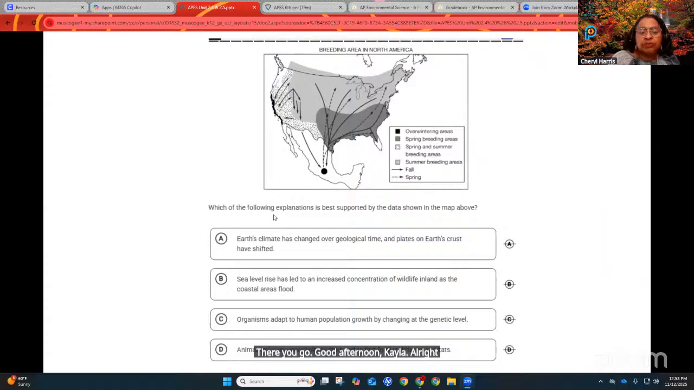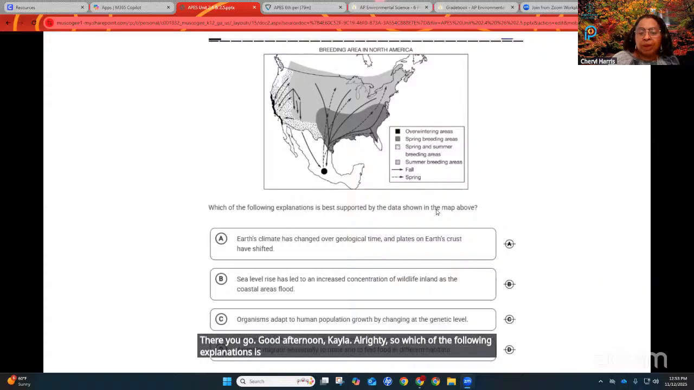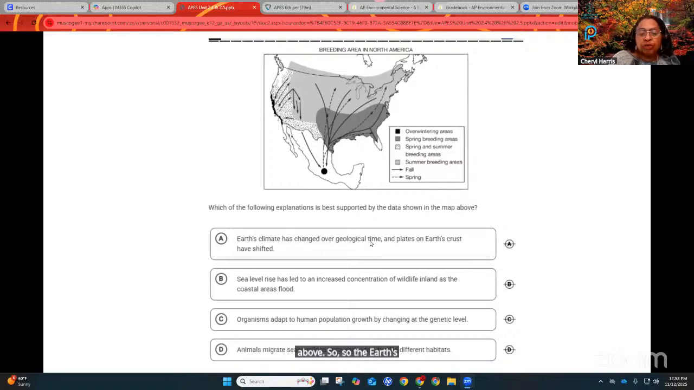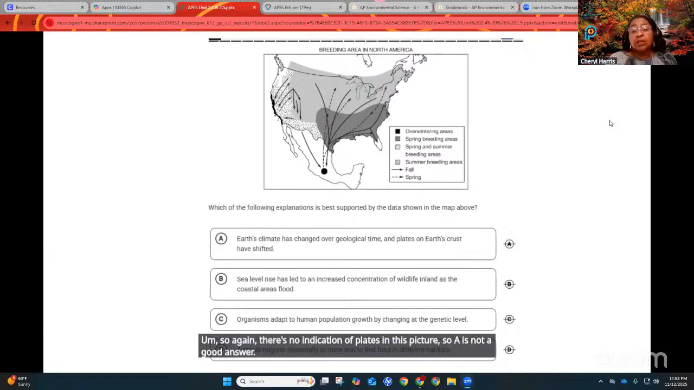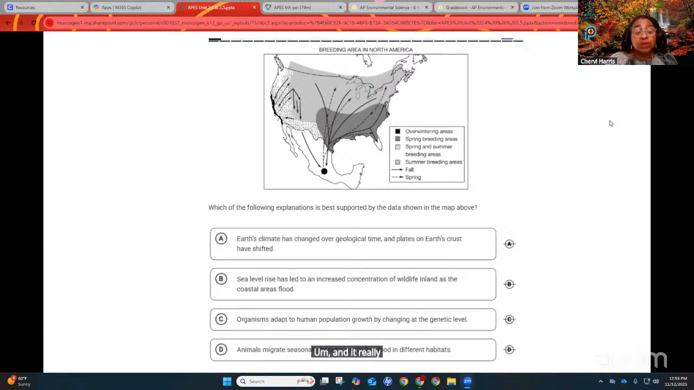Alrighty. So which of the following explanations is best supported by the data in the map above? The Earth's climate has changed over geological time, and plates of the Earth's crust have shifted. So again, there's no indication of plates in this picture, so A is not a good answer. And it really doesn't show you anything about geological time. There's no scale here to say how much time has passed, so that one's out.